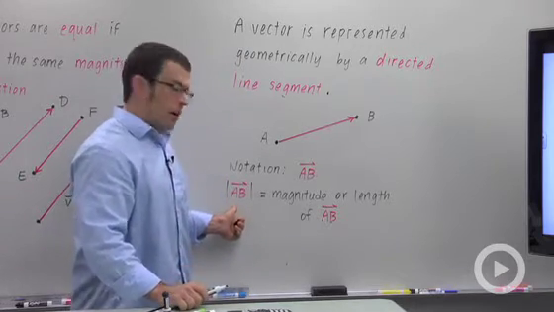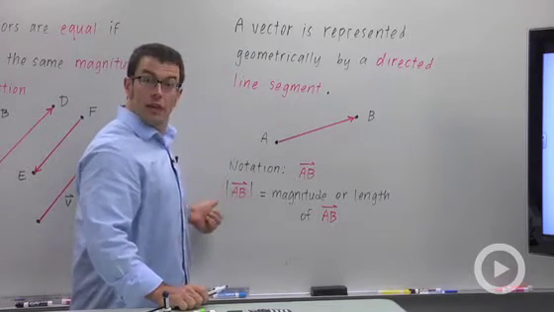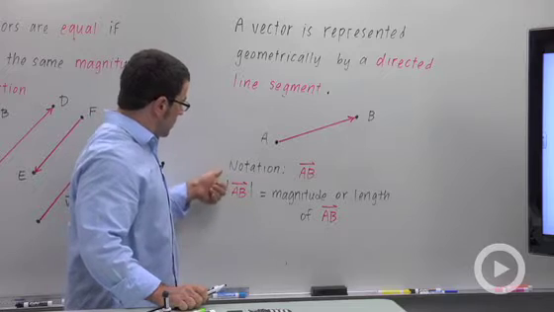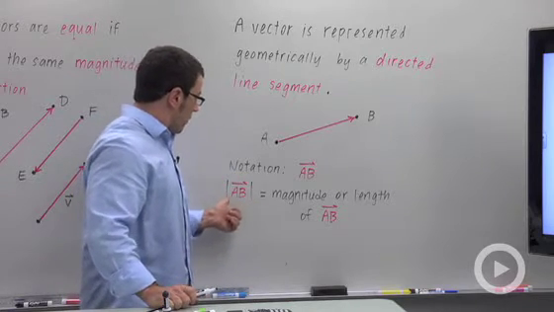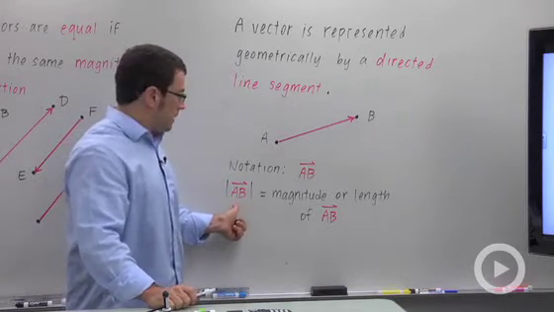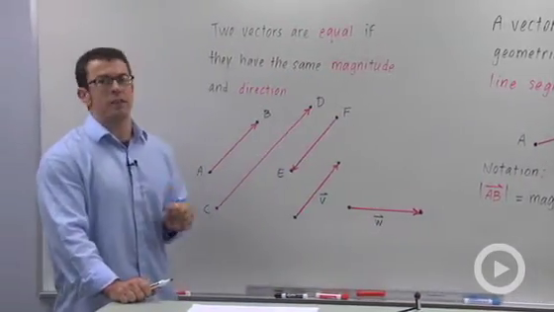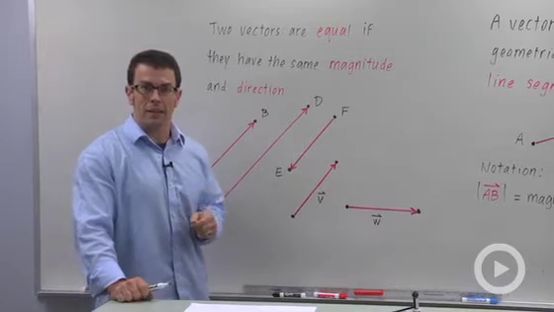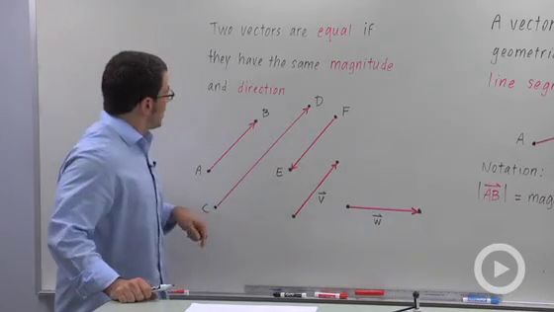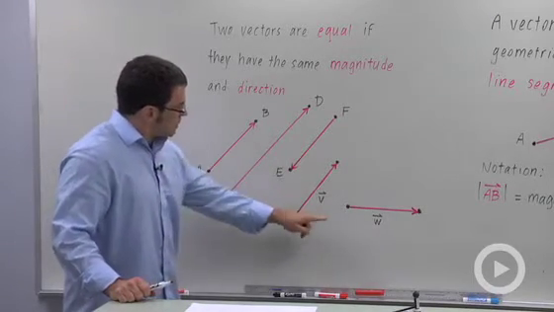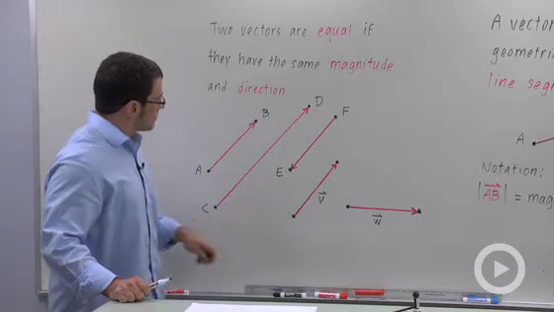We also have a notation for the magnitude or length of a vector. It looks like absolute value, but you can read it as absolute value or magnitude of vector AB. Now, two vectors are considered equal if they have the same length and the same direction. So, looking at these vectors, which ones are equal?